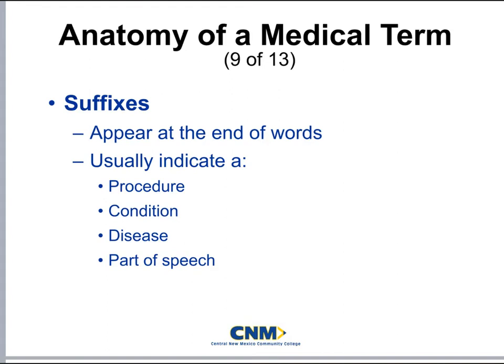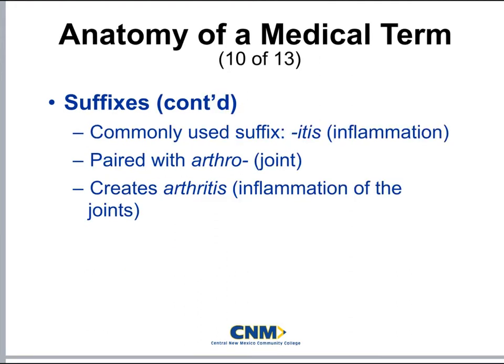Suffixes appear at the end of words. They usually indicate a procedure, a condition, a disease, or a part of speech. Suffixes that are commonly used, here's an example, itis. We've all heard something that uses the word itis, appendicitis, conjunctivitis. Itis means inflammation. If you pair that with arthro, joint, the root word, that creates arthritis, which means inflammation of the joints.